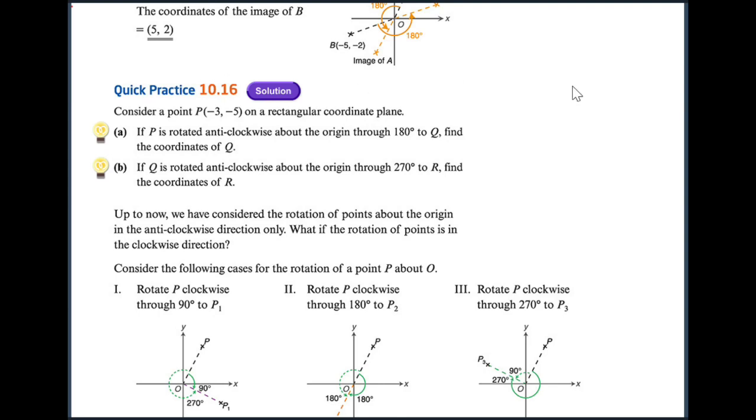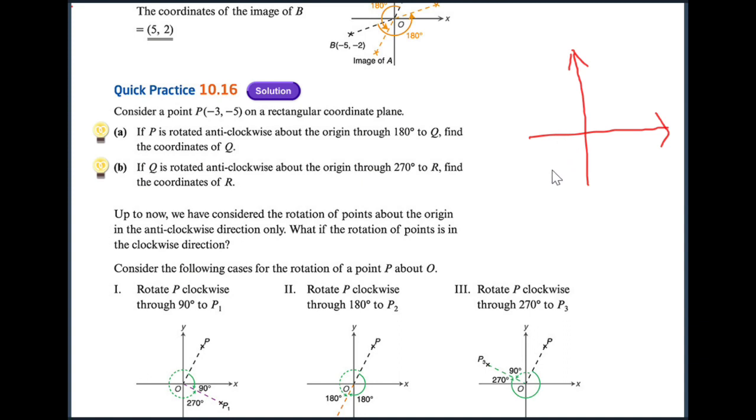In QP 10.16, you have a point P, and you need to rotate it according to the instructions. For part A, P is rotated anti-clockwise about the origin through 180 degrees. So, before you get the answer, you can draw a picture of the graph and also the original point, so that you know what's going on with these questions.